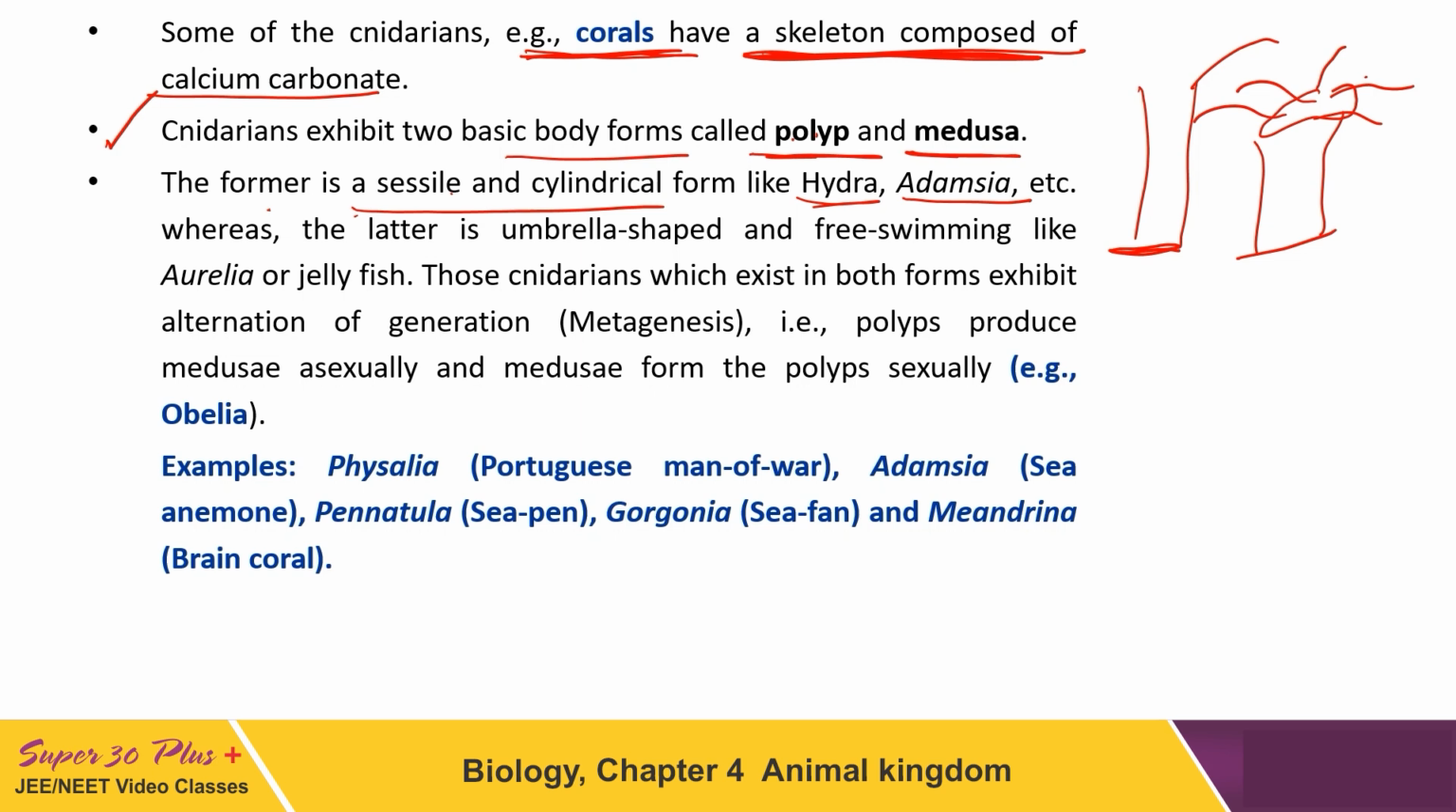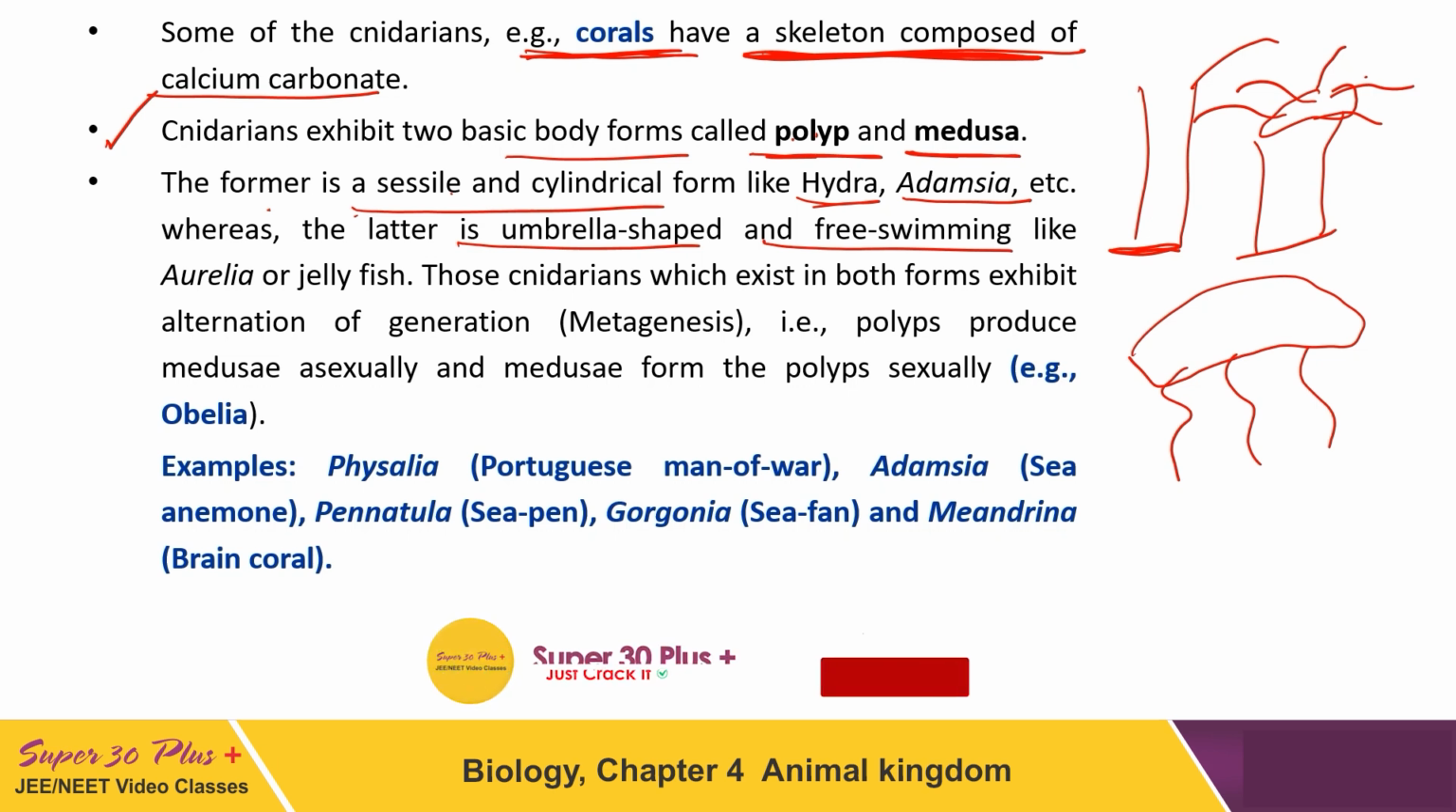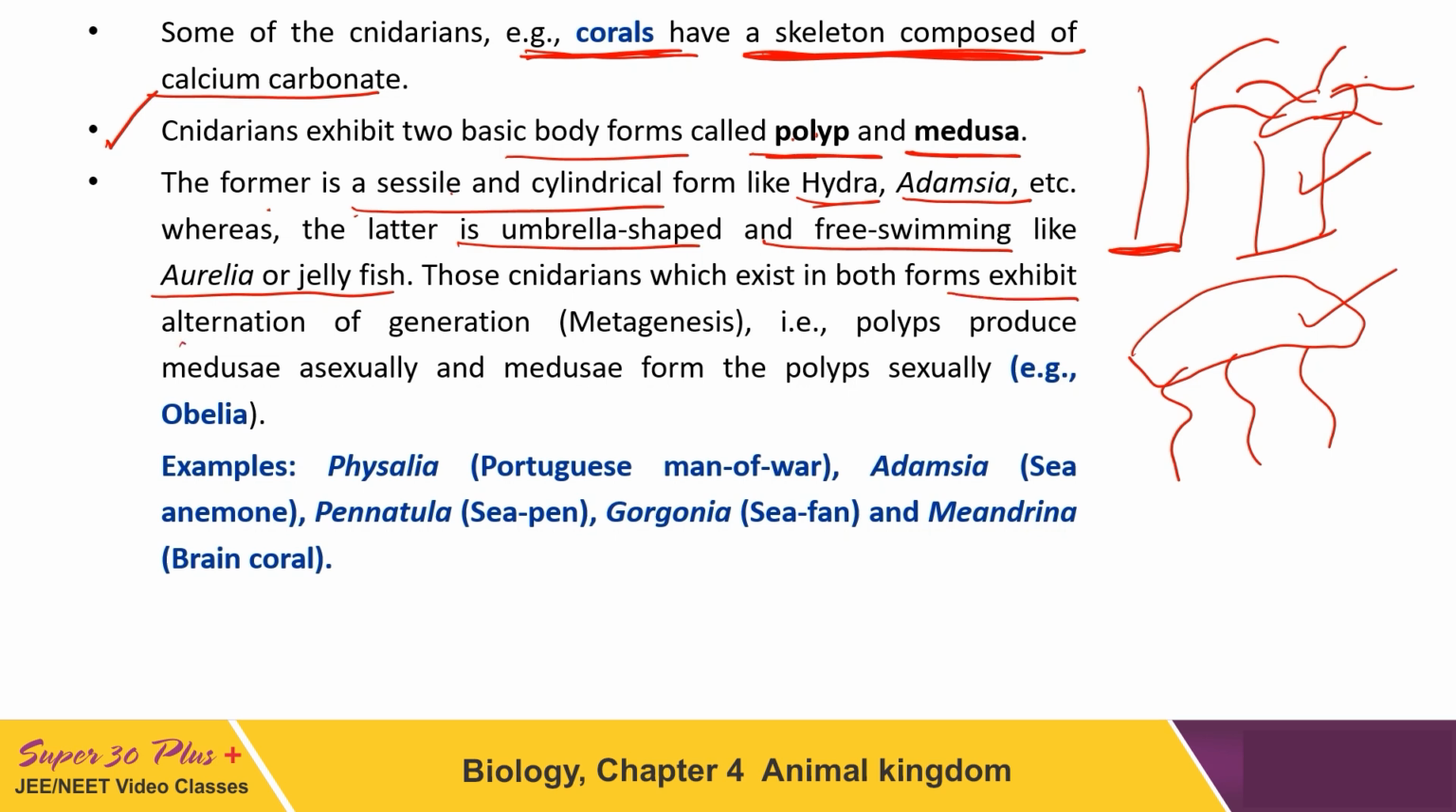While the medusa is umbrella shaped. This is an umbrella shaped structure having tentacles like this, and it is free living, as in the case of Aurelia or jellyfish. Some of the coelenterates have only the polyp form, some have only this one, while some organisms exhibit alternation of generation, that is metagenesis. These cnidarians exist in both forms: the polyp produces the medusa asexually, and the medusa produces polyps sexually.